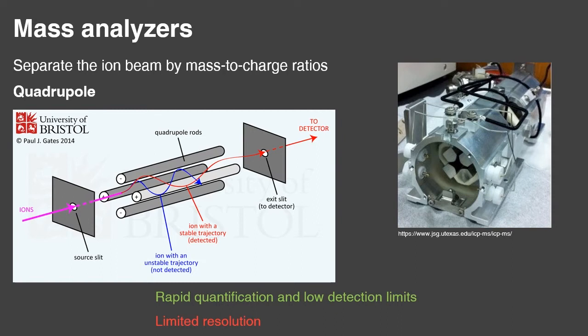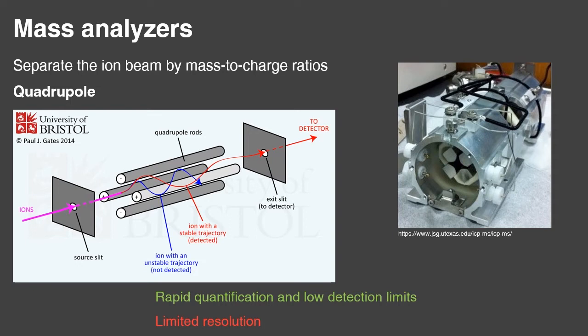Quadrupole mass analyzers have several advantages. They enable rapid mass scans and hence a high sample throughput, and offer low detection limits from the parts per billion up until the parts per trillion range. This renders quadrupole mass analyzers ideal for routine elemental analysis up to the trace and ultra-trace levels. The main disadvantage is the limited resolution, which also makes them more susceptible to interferences.